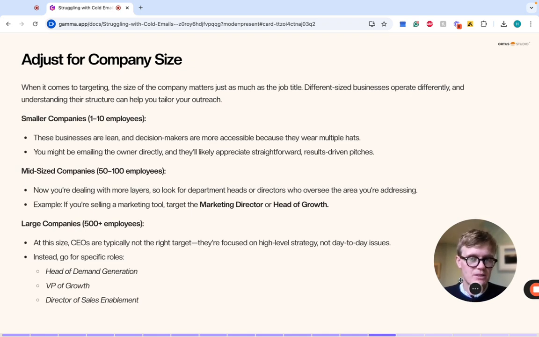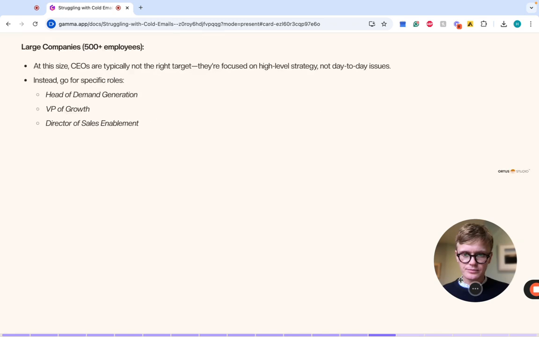And then large companies, 500 plus employees. At this level, the CEO you're going to find is not the right person to target. They're going to be focused on the high-level strategy, not the day-to-day issues. So instead, definitely go for more specific roles: head of demand generation, VP of growth, director of sales, or someone like that. But basically the head of departments, that's going to be way more effective.